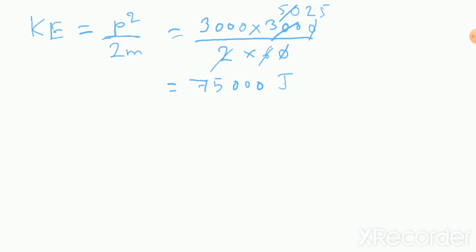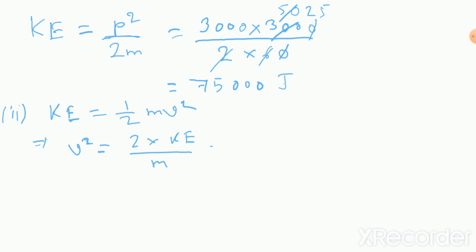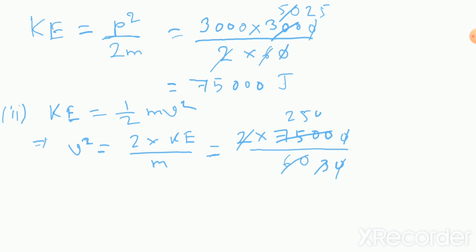So the first part of the problem is done. Let us move to the second part, which says to find the velocity. We know that kinetic energy is equal to half m v square, so v square is equal to 2 into KE by m. So 2 into 75000 by mass m, which is 60. 2 into 75000 divided by 60, 10 cuts out, and this turns out to be 2500.